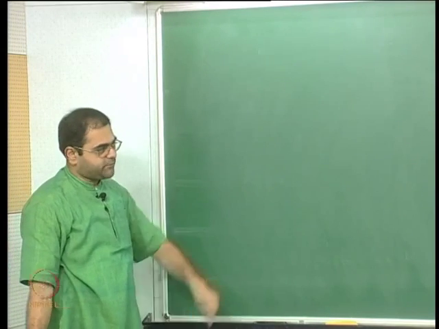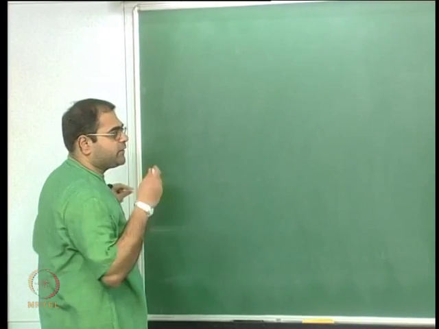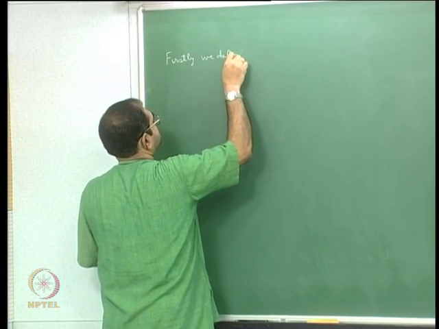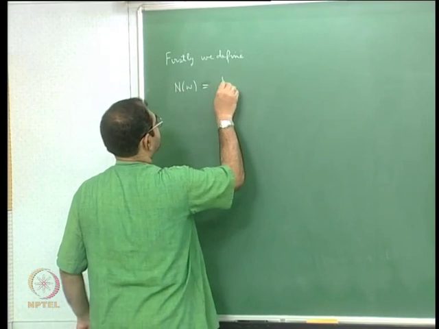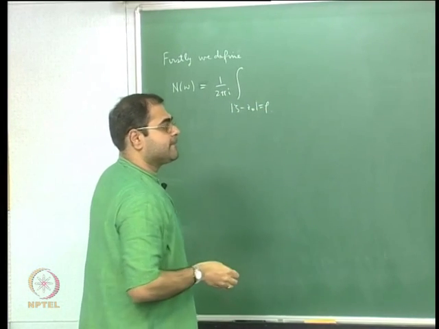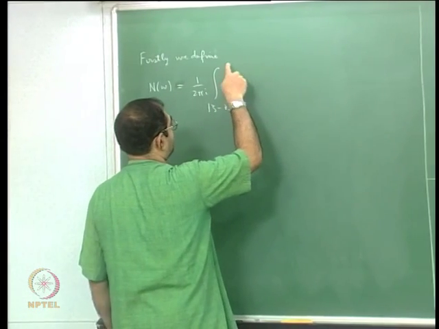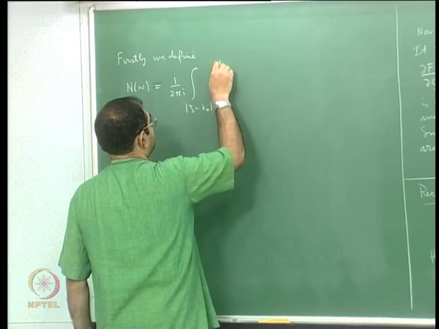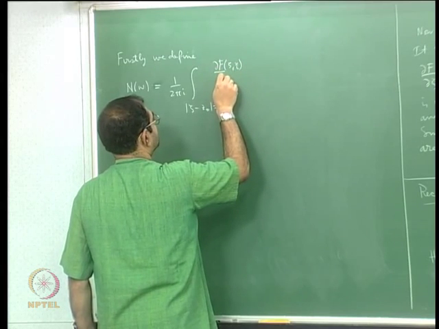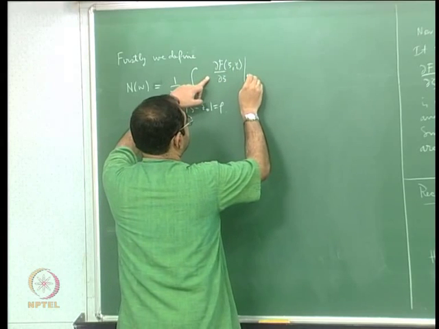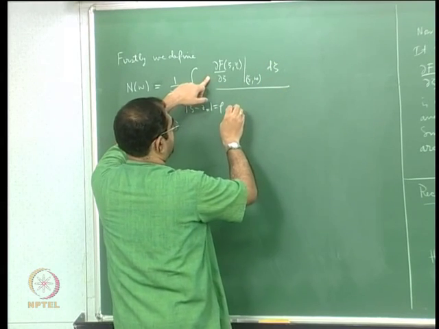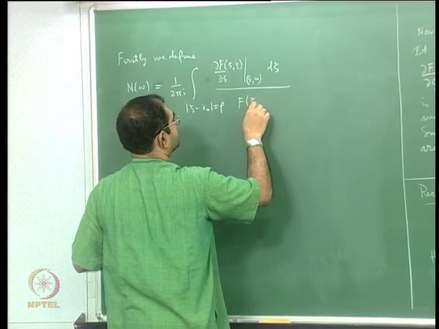If you look at the proof of the inverse function theorem, you can see that I am more or less following the same ideas. So what I will do is the following. Firstly, we define N of w equal to 1 by 2 pi i integral over mod zeta minus z naught equal to rho, and then I'll write the same expression, but I won't write the zeta, so I'll simply write dou f by dou zeta at zeta comma w divided by f of zeta comma w.